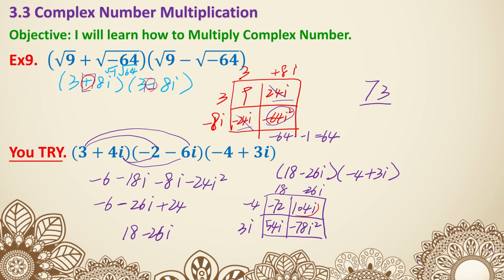For all of the i's, we have 104 and 54 together. That is 158i. And then we have negative 72, and that's a negative 78 times a negative 1, which is a positive 78. So negative 72 and a positive 78 together is a 6. And that is the final answer for example 10.